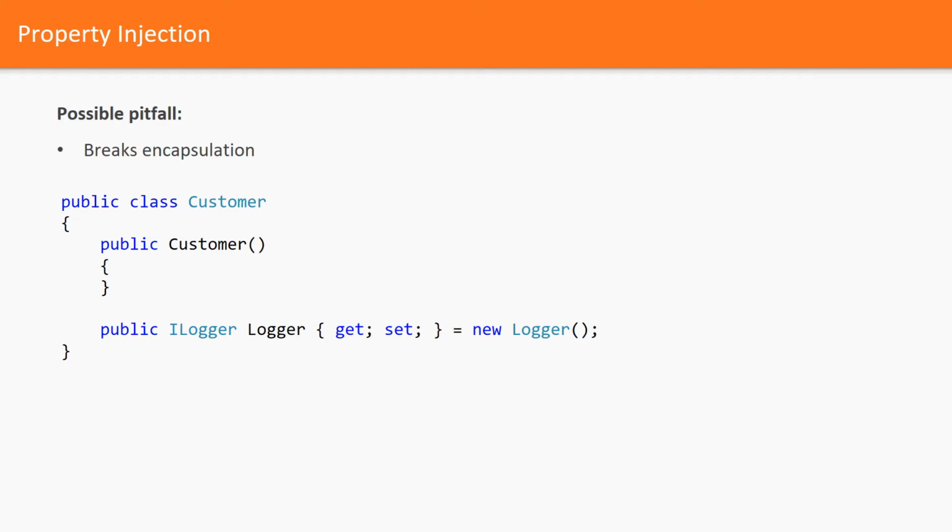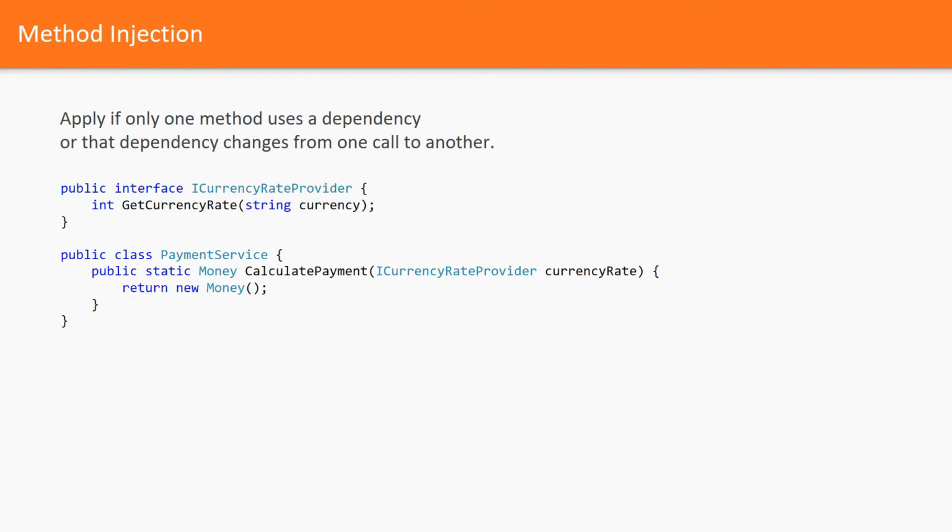In any other cases, you should avoid property injection since it easily can break the encapsulation of a class and make the dependencies hidden. Dependencies exposed as properties are hidden because no one is obliged to remember all the internal details of a class. Method injection is an interesting technique.